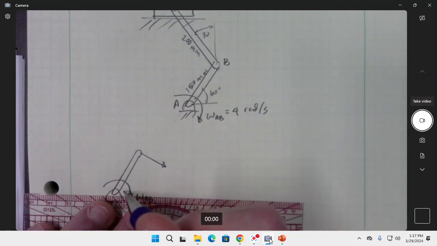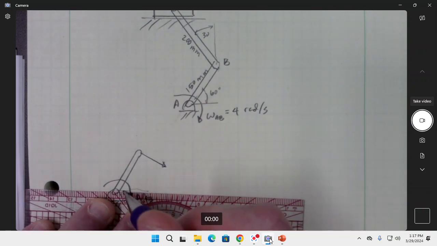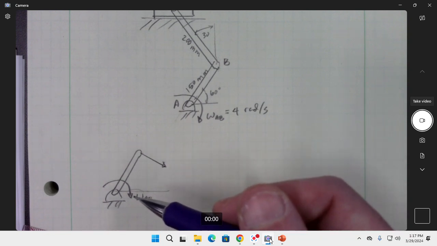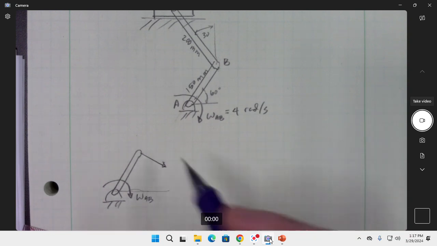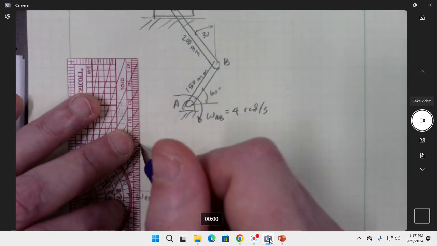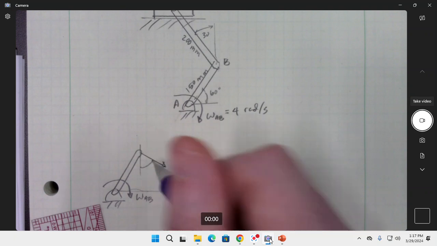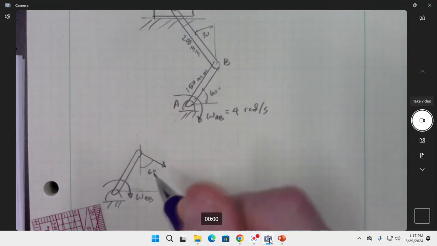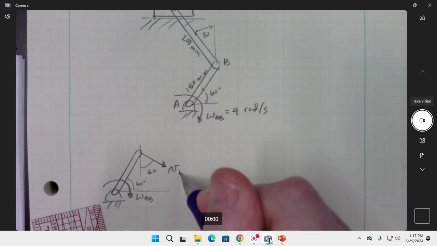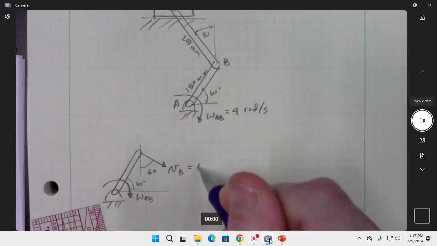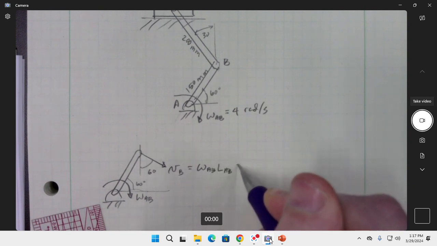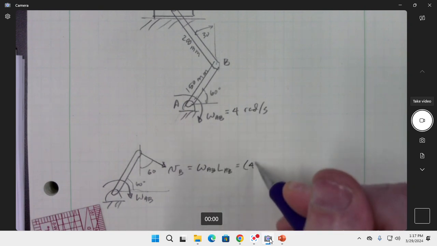I think I did a pretty okay job of making that 60 degrees. It's not great. At least it ain't 45. You want to avoid the 45. It kind of leads you to thinking that it's right there. So the 60 that's right there is matched right there. That and this right here are both 60 degrees. And so here's going to be your VB, and that's going to simply be omega AB times LAB, which is going to be our 4.